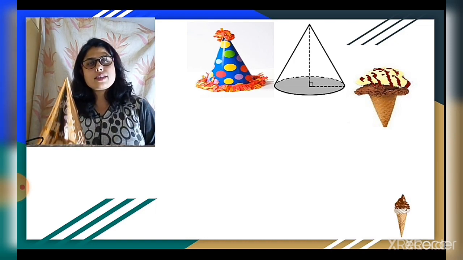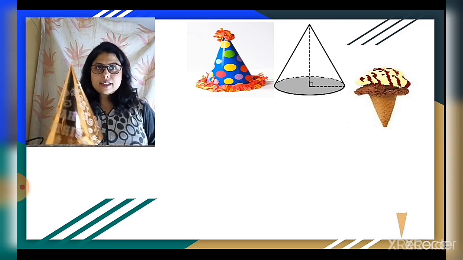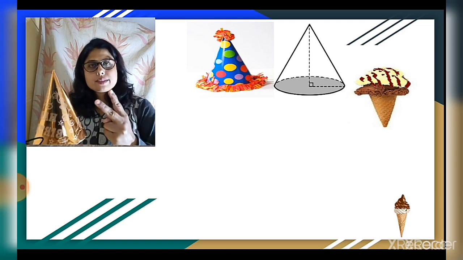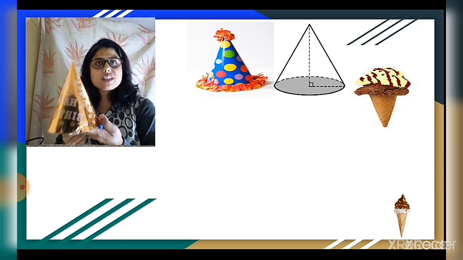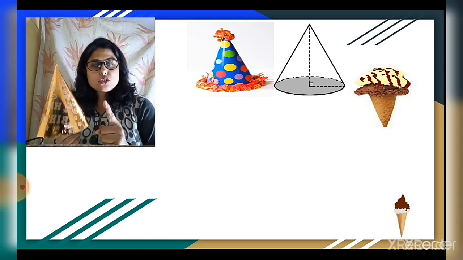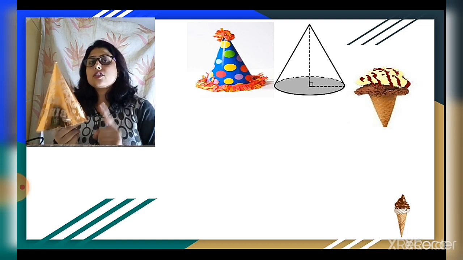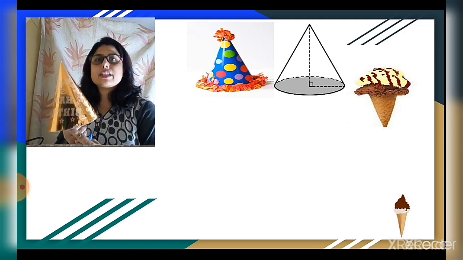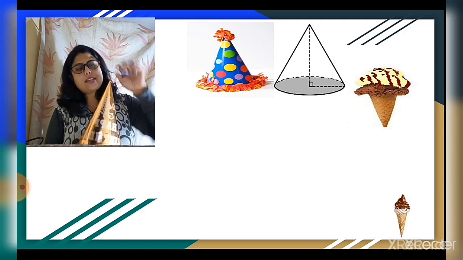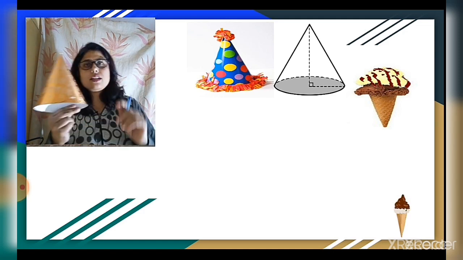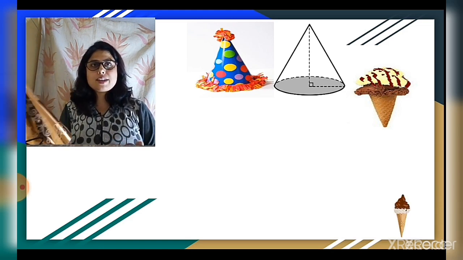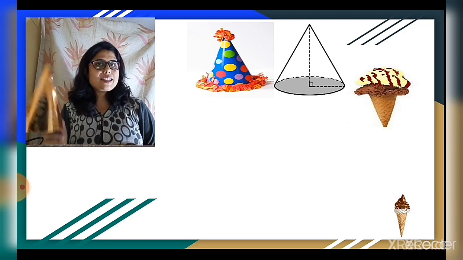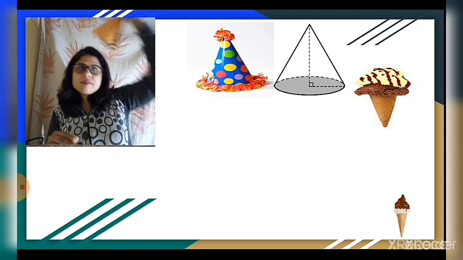In short, we can say a cone contains two faces, one curved face and one flat face, and one edge also. Which edge? That is the curved edge, and one apex, that is the vertex. So this was about the cone. Examples are, as I told you, an ice cream cone, a cap, and many more.